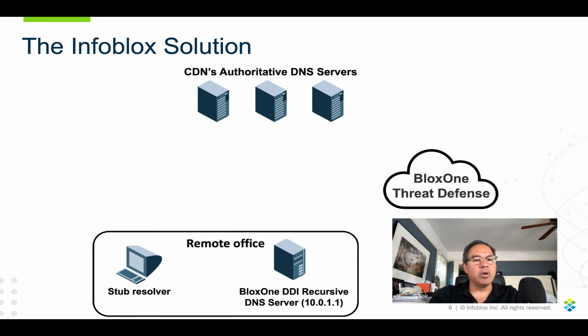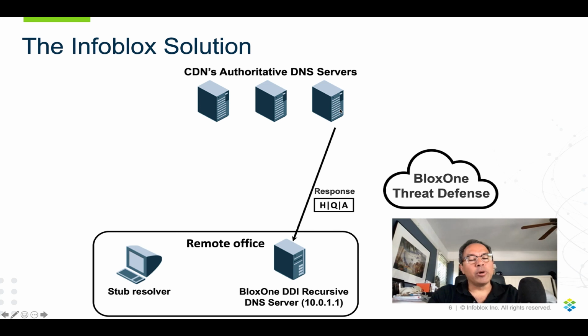Here's a diagram that shows how this works. You see we still have the stub resolver at the remote office down here in the lower left. We now have a BloxOne DDI recursive DNS server at the remote office. We fire off a query to the BloxOne DDI recursive DNS server. It checks the RPS hook and it says, should I resolve this locally? And the RPS hook says, yes. Then it fires off a query directly to one of those authoritative DNS servers at the top of the slide. It gets a response back.